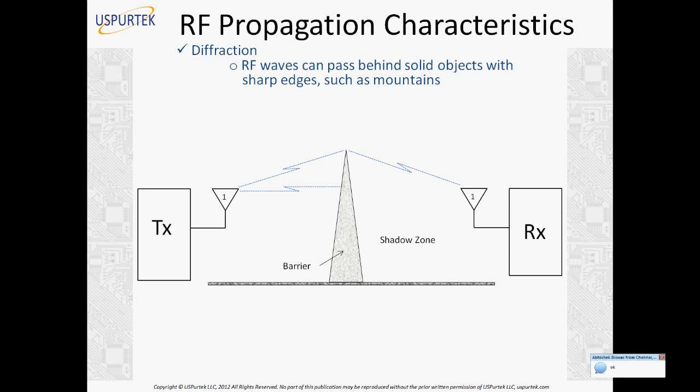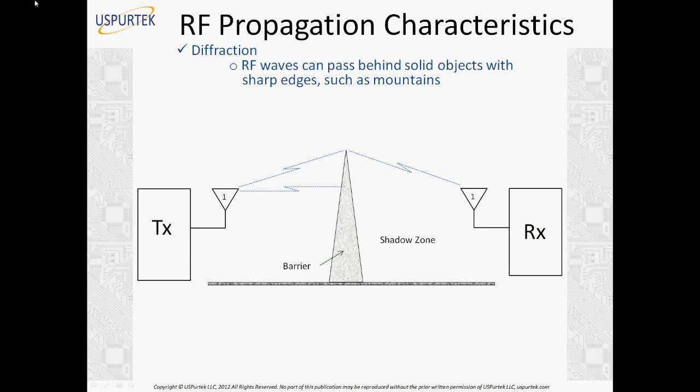Okay. So radio waves can pass behind solid objects. Here you see there is a barrier looking like a hilltop or a mountain standing between the transmitter and receiver. There is a shadow zone behind the hill. The signal just cannot go through. There is no line of sight signal. But due to diffraction, the radio waves can reach the top of the hilltop, bend around it and reach the receiver antenna. Still you will receive signal.